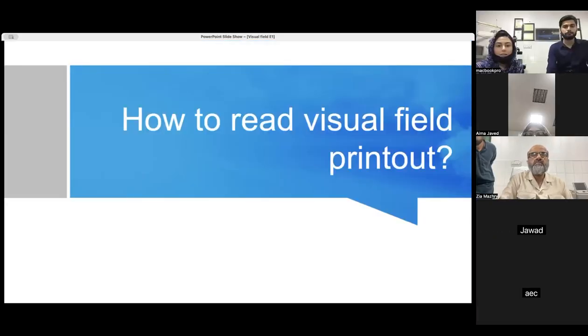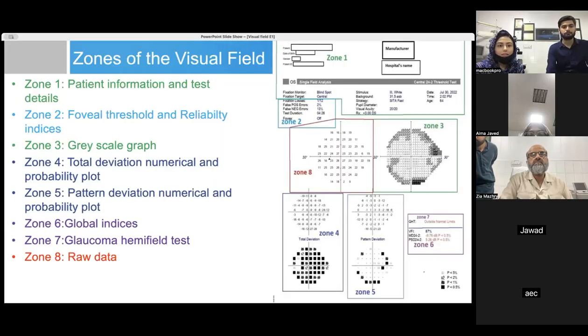Now I'll discuss how to read visual field printout. There are 8 zones in visual field printout.